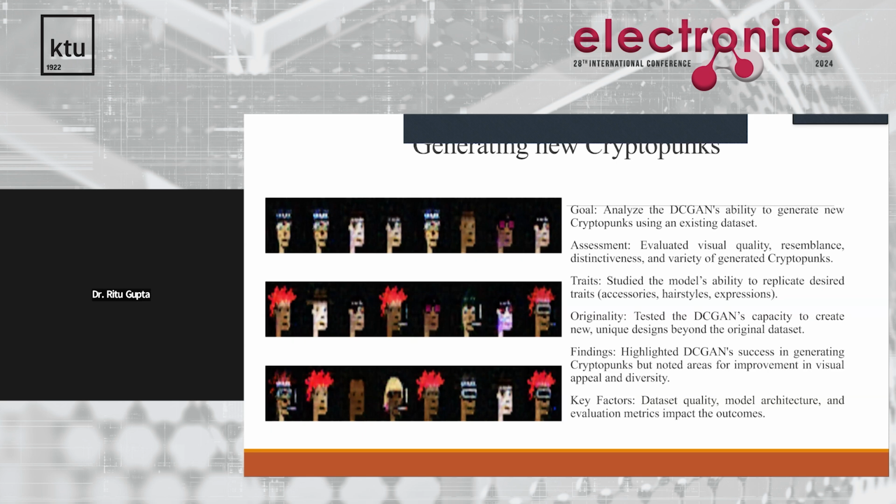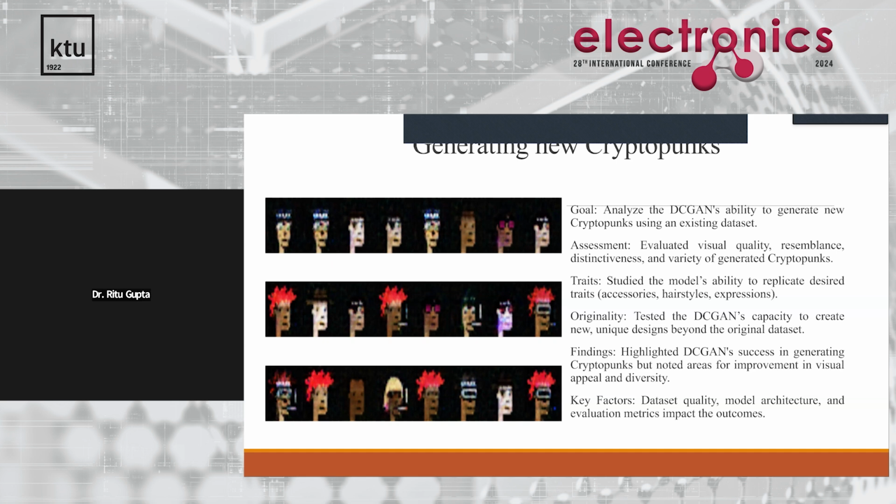If you talk about generating new CryptoPunks, there are different steps involved. The first one is: what is our goal? The goal is basically to analyze the model's ability to generate new CryptoPunks using an existing data set. Then we assessed it based on the visual quality, resemblance, distinctiveness, and variety of generated CryptoPunks. Based on the traits, we can study the model's ability to replicate desired traits, like accessories, hairstyles, expressions, etc. Then we tested the model's capacity to create new unique designs beyond the original data set.